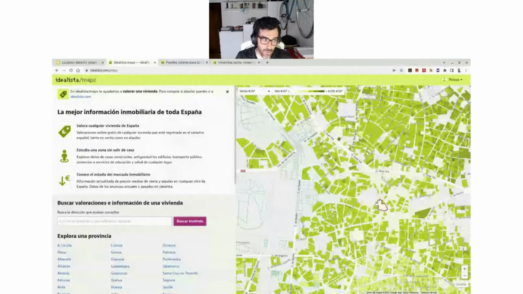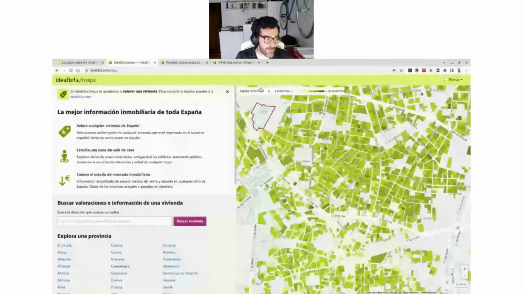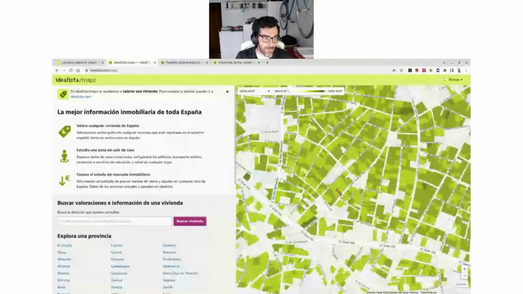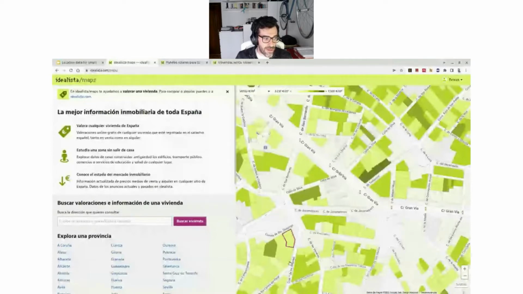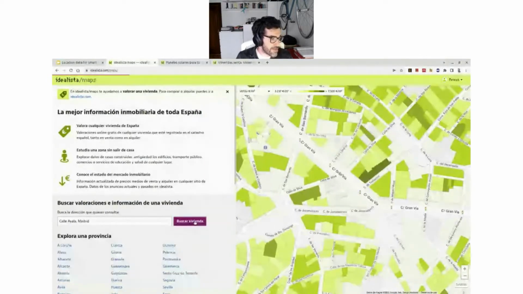Here in this map, what we are seeing is the average price per building in Madrid. We have all this information for the whole of Spain, also for rent. A user could be working with the map and see the differences between different locations, or they can go here and just look for a particular street, for instance, Calle Ayala in Madrid.